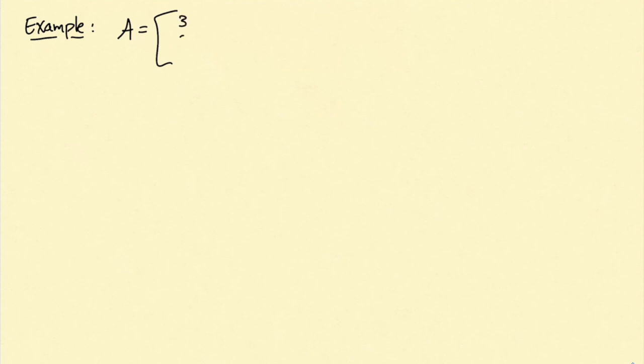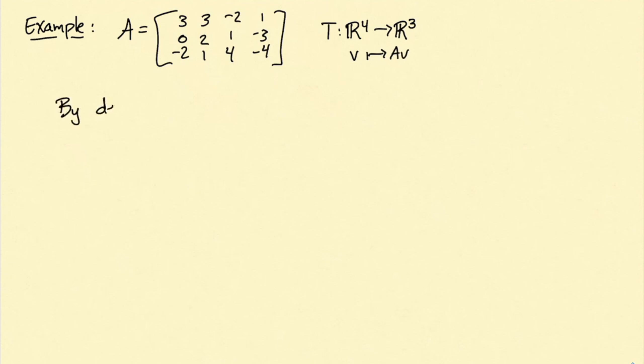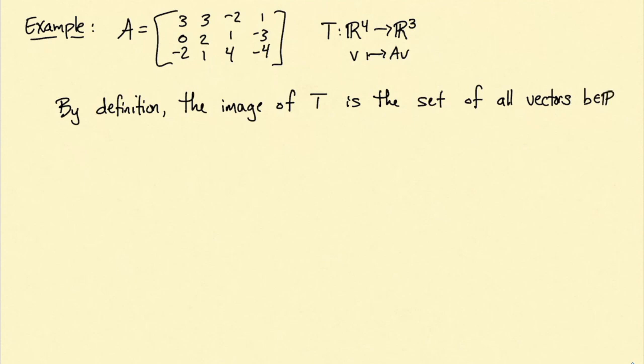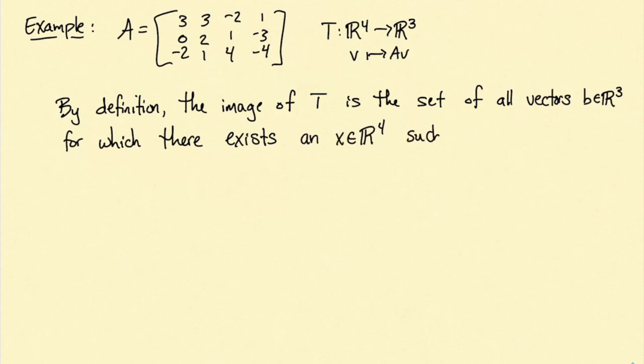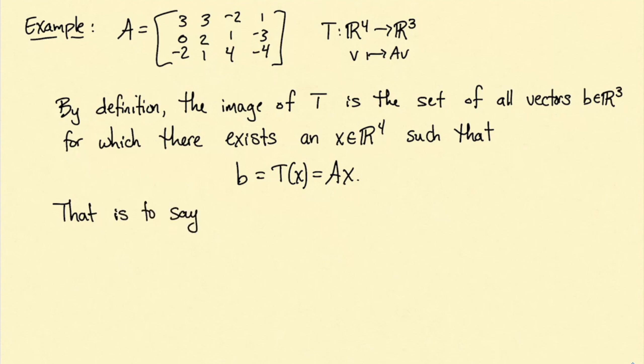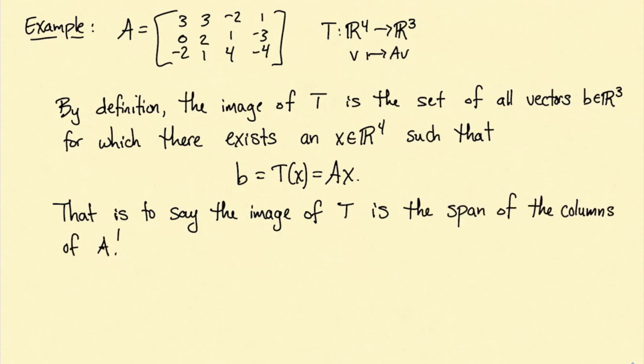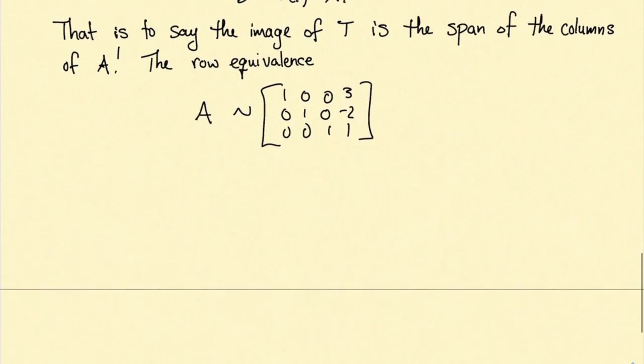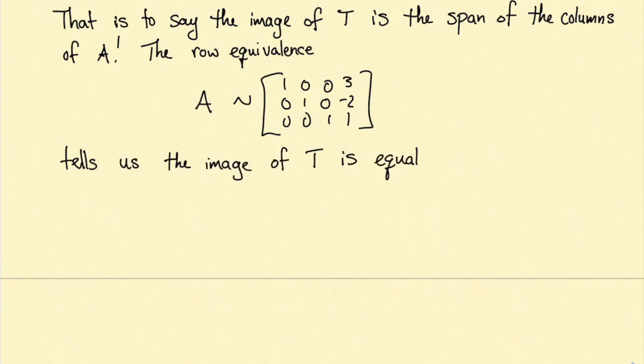Particularly, let's go back to the matrix A that we took from example 1. If we chase the definition, the image of the function T is the set of all vectors b inside of R3, so three-dimensional vectors, for which there exists a vector x, which is four-dimensional, satisfying the equation b equals T of x, which is equal to A times x. That is to say, the image of our matrix transformation T is exactly the span of the columns of our matrix A. If we take the row equivalents, then we can see that the image of our matrix transformation T is all of R3.